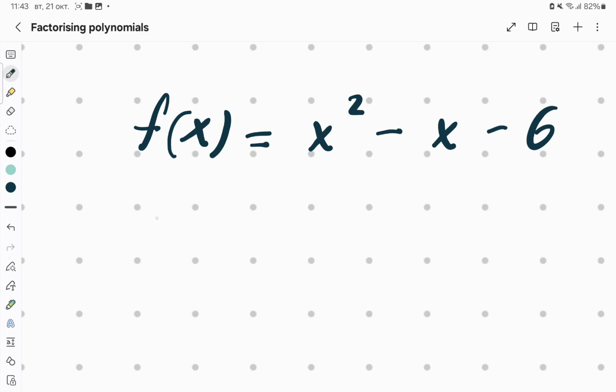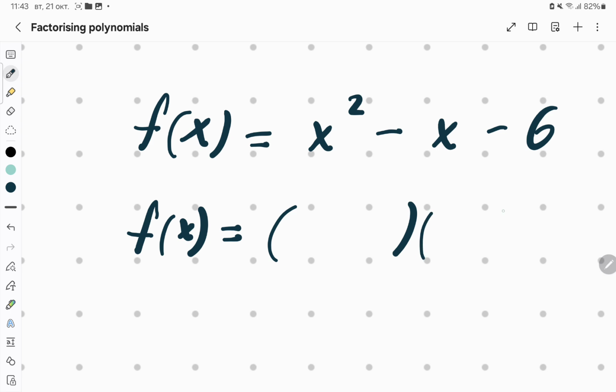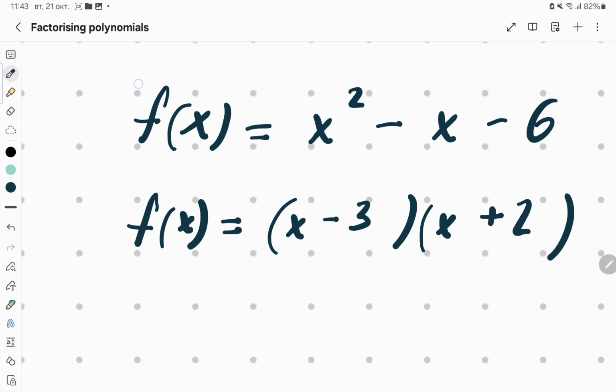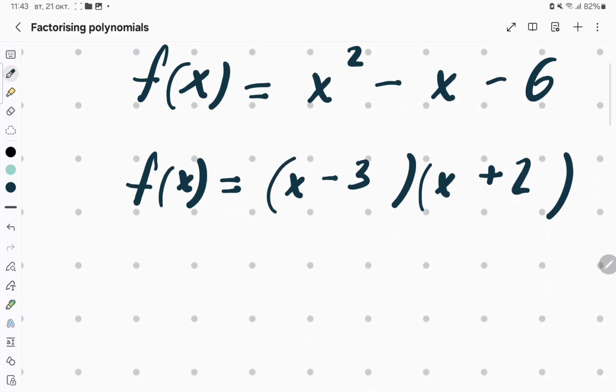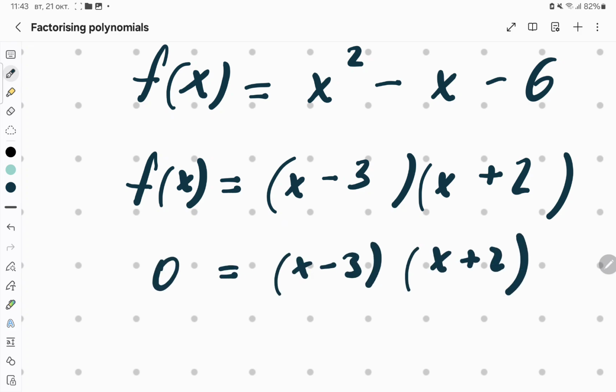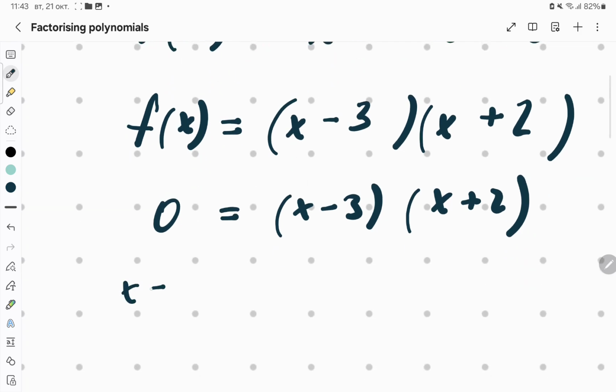Let's factorize this quadratic expression on the right side, and using the method that I showed in the video, it will be equal to (x minus 3)(x plus 2). What if our f of x is 0? It means that (x minus 3) times (x plus 2) is also 0, right? So that's how we're actually solving the quadratic equation.